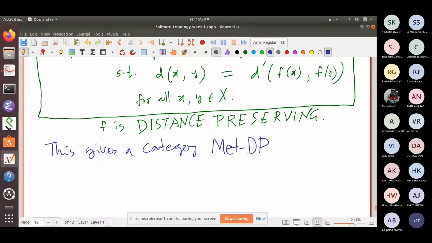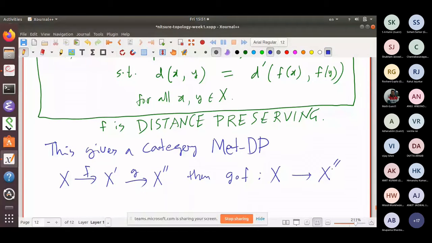How about composites? If this is distance preserving and this is distance preserving, then g∘f. So will that be okay? Somebody reply. If both the first and second maps are distance preserving maps between three metric spaces, is the composite distance preserving? Yes, compositions of isometries will again be isometries.